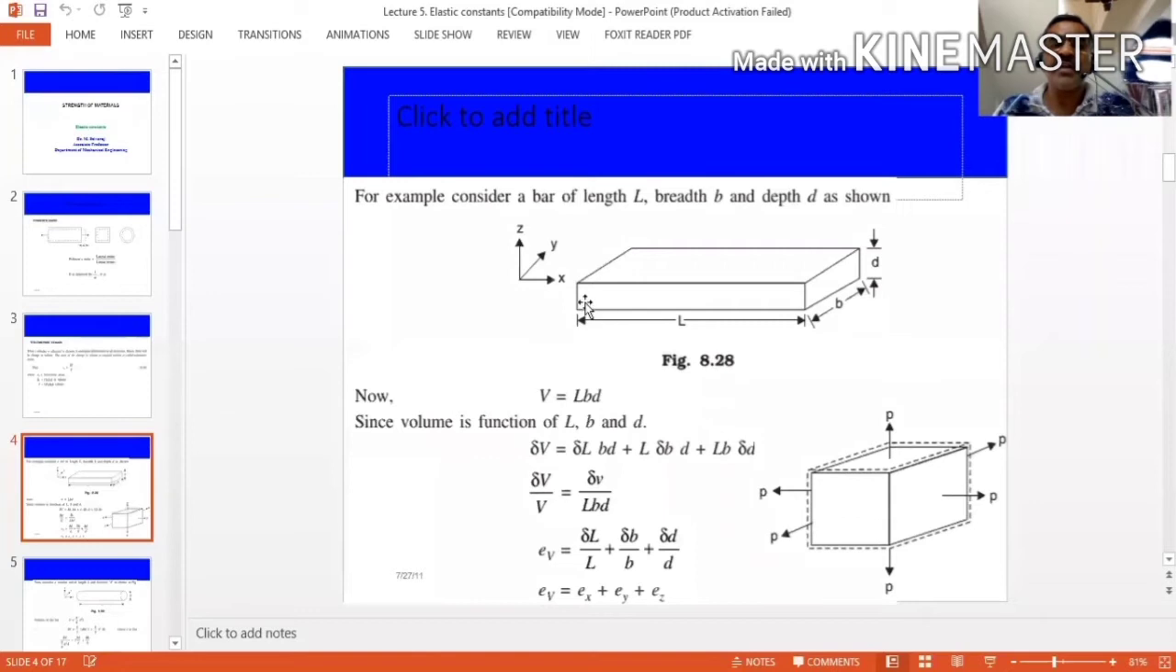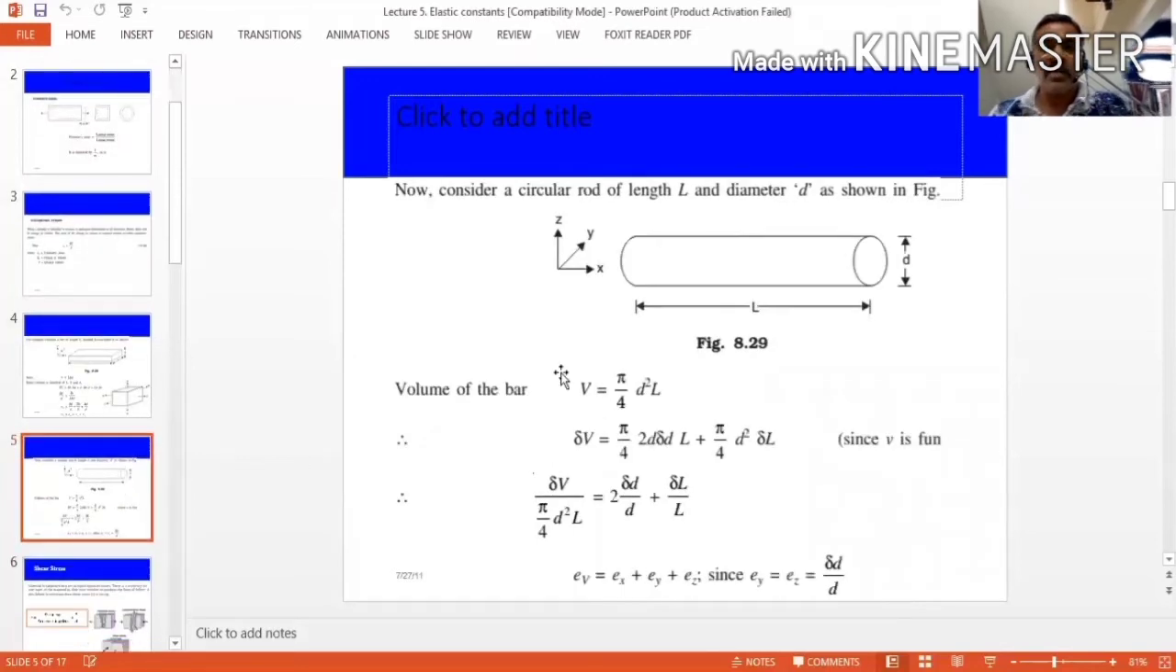If you want to calculate along x direction, delta L by L, that is Ex. Along y direction is delta B by B, that is Ey. Along z direction is delta D by D. If you want to calculate volumetric strain, you add all three, Ex plus Ey plus Ez. That is for a rectangular body.